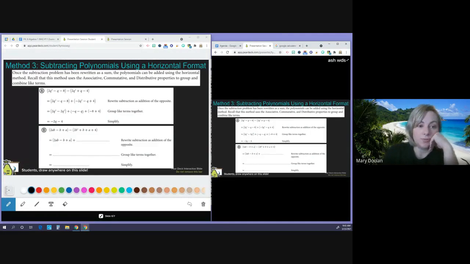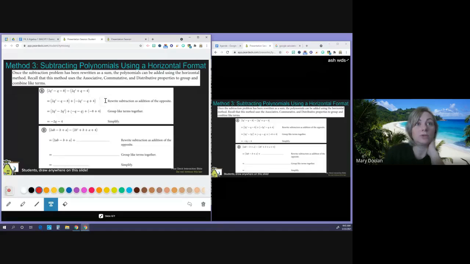And so if you look at the first example here, A, they have 2q squared minus q minus 8. That's your first polynomial. And we're subtracting the second polynomial of 2q squared plus q minus 4. First step here is to rewrite the subtraction as addition of the opposite. That's the same first step for all these methods, is you change your subtraction problem into an addition problem. And in order to do that, you are basically distributing a -1 through all the terms. So you're adding the opposite, which looks like this.